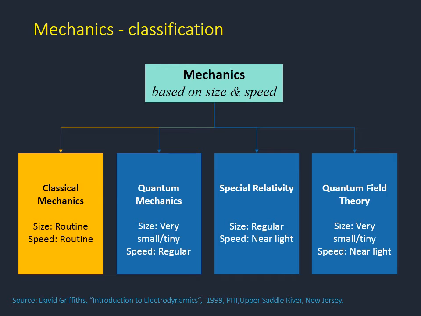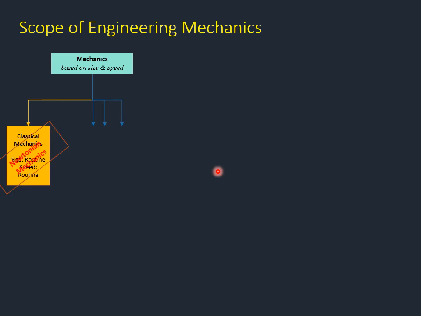Classical mechanics is based on Newton's laws. Hence, classical mechanics is also known as Newtonian mechanics. Engineering mechanics is a part of classical mechanics, so let us dive deeper into classical mechanics. We are particularly interested in digging into classical mechanics and finding out the scope of engineering mechanics. Here is the same diagram as on the previous slide with only one realm, that is classical mechanics, displayed. So let us see how classical mechanics is further classified.